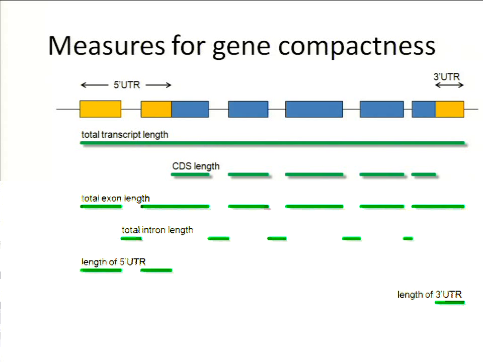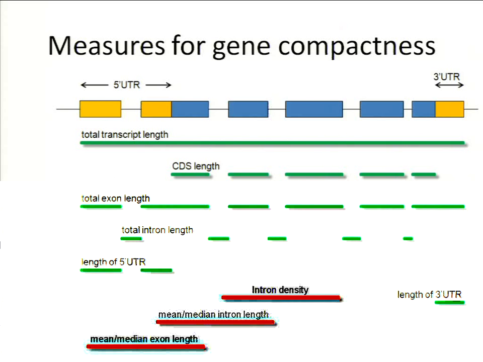In addition to this, we have been looking also at the median or average length of exons and of introns, and also at the intron density per length of coding sequence, the intron density in the gene. So the collection of all these variables is measuring how compact the gene is, and I will refer to all these variables throughout the talk.